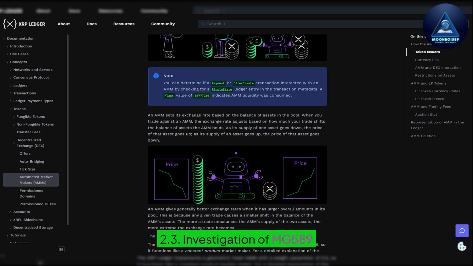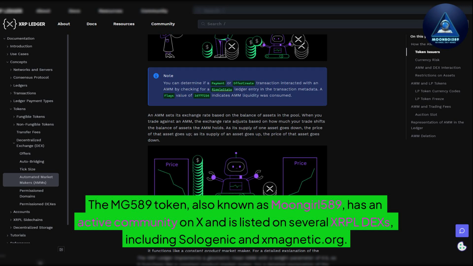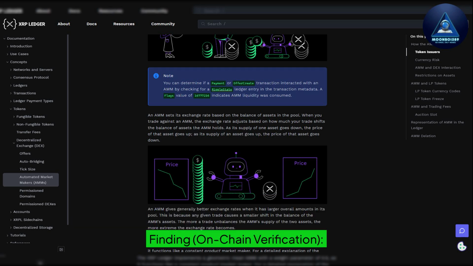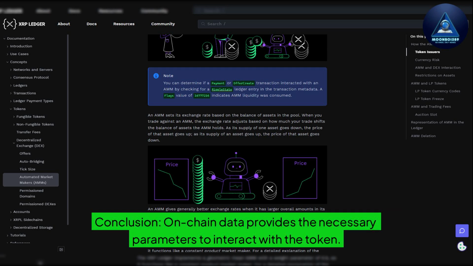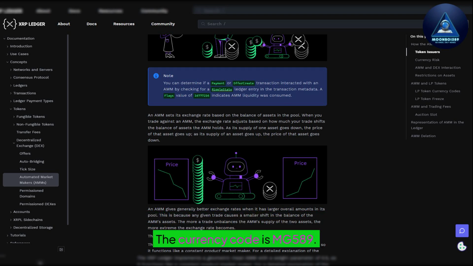2.3. Investigation of MG589. The MG589 token, also known as Moongirl589, has an active community on X and is listed on several XRPL DEXes, including Sologenic and xmagnetic.org. Finding: on-chain verification. Using an XRPL explorer like Bithomp confirms the existence of the token. The currency code for this token is MG589. Conclusion: on-chain data provides the necessary parameters to interact with the token. The currency code is MG589.